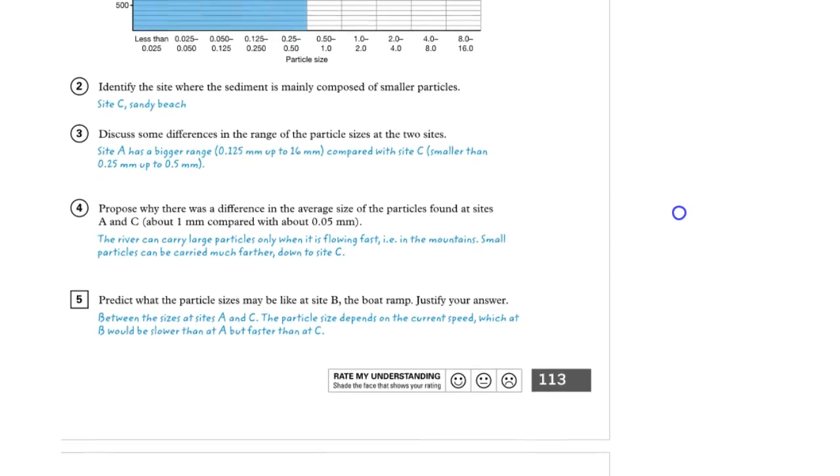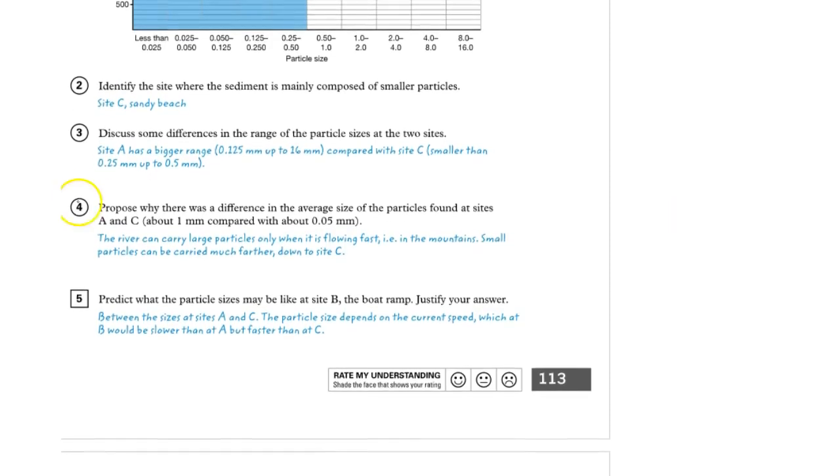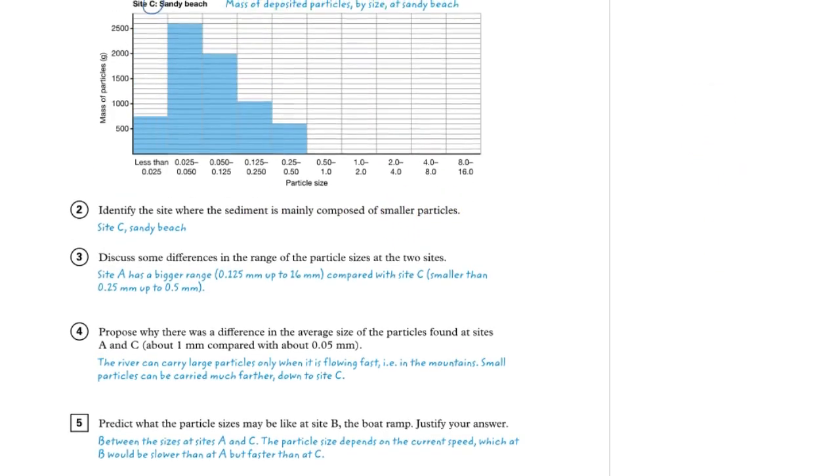Now, then you had to go and answer these questions. Now, 4 and 5 are your chance to really show your understanding at an A level if you do it with enough detail. So I'm just going to quickly talk to you about how to do that. Question 2 was identify the site where all the sediment had mainly smaller particles. If you can read a graph and make a decision on that, if you said site C, then you are definitely getting a C level standard there.